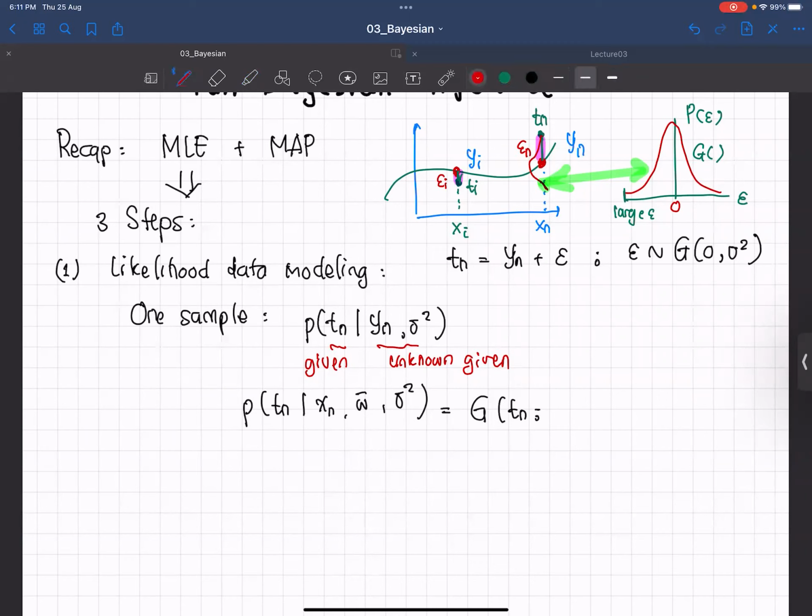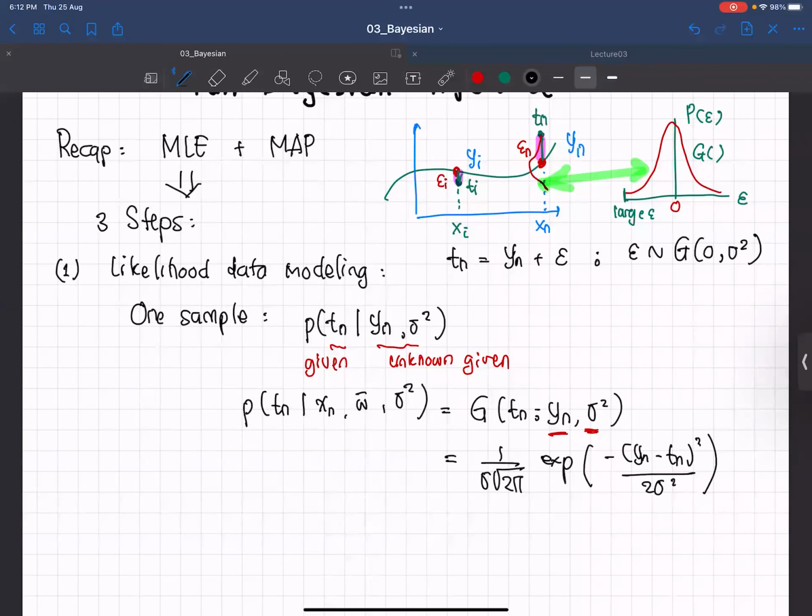That means that we want to have the probability of Tn, given Yn and sigma squared. Again, what we want to know is actually Yn and sigma squared. Given Tn, we want to know the Gaussian, because Gaussian here is a probability function. So that's how we model one sample. This Gaussian function is a real function: one over sigma square root of 2 pi, times the exponential function of minus (Yn minus Tn) squared divided by 2 sigma squared. So that's the Gaussian function.